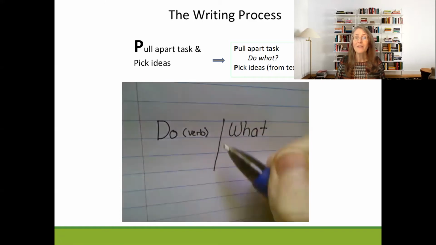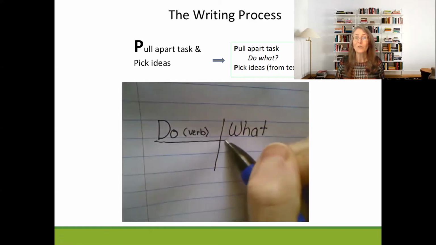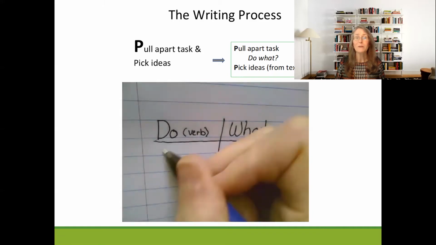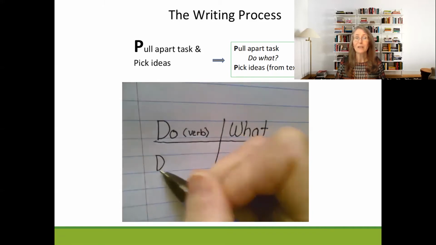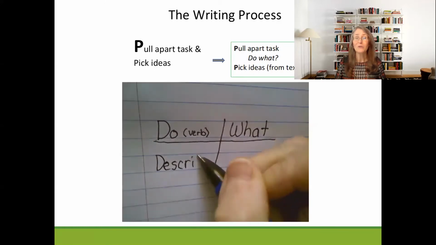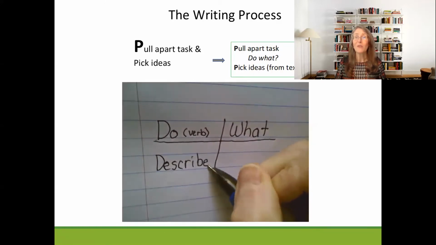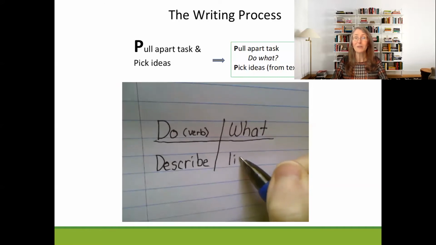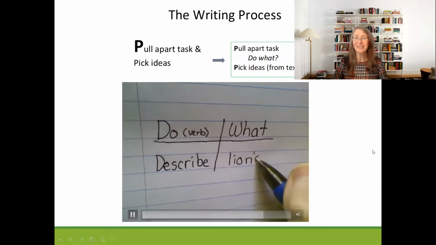After you've got that, then you do the What. What is it that you're going to describe? And that would be the lion's traits. So again, Do What? Sometimes we snap it out. The Do is describe, and the What is what we're describing. So in this case, it would be the lion's traits.